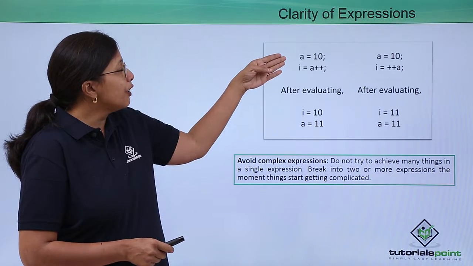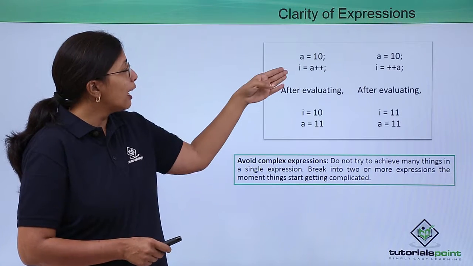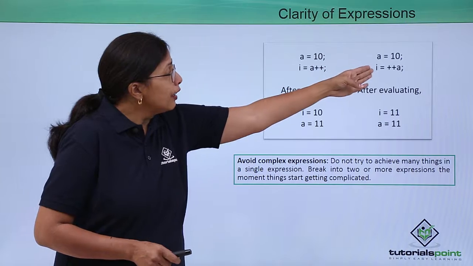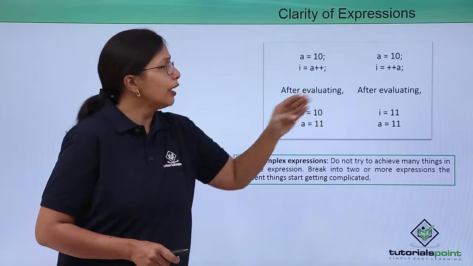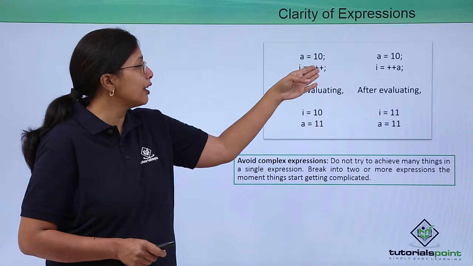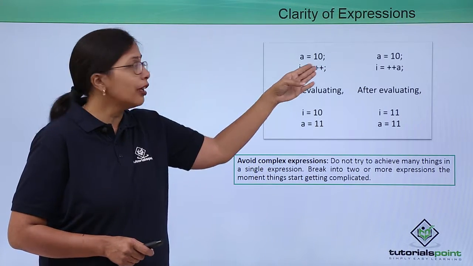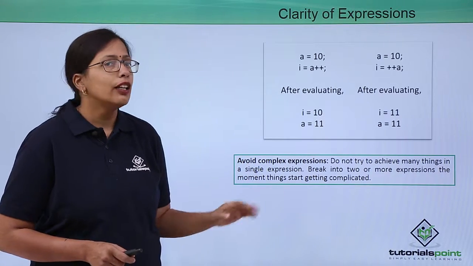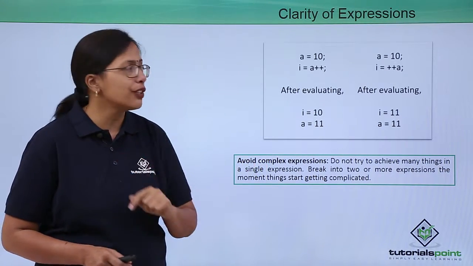Now I have written a is equal to 10, i is equal to a plus plus. Here I have written a is equal to 10 and i is equal to plus plus a. Here the operator is after the variable and here the operator is before the variable. Now just see how that makes a difference.